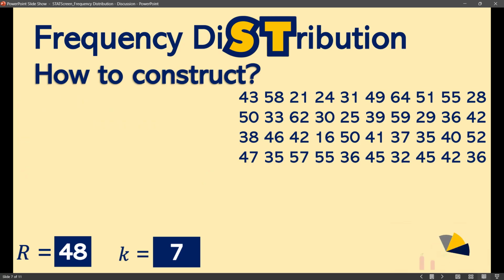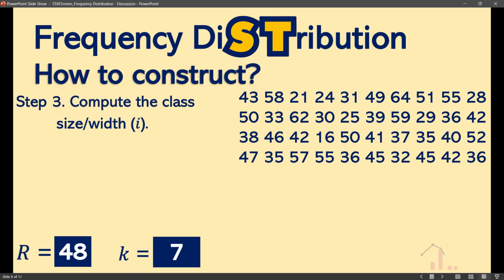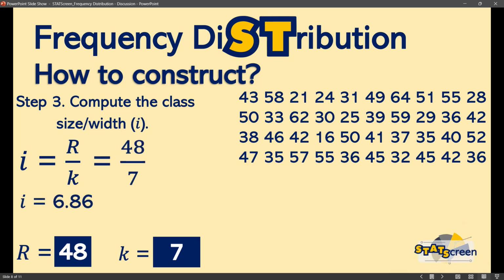For step number 3, we are going to use the results from step 1 and step 2, because in computing the class size or width, you already know earlier that it corresponds to the number of observations that is part of your class interval, or corresponds to the items that should be placed in a class interval. That's I here. We can compute that by dividing your range R by K, which is the number of class intervals. So we have 48 over 7, which will give us a result of 6.86.